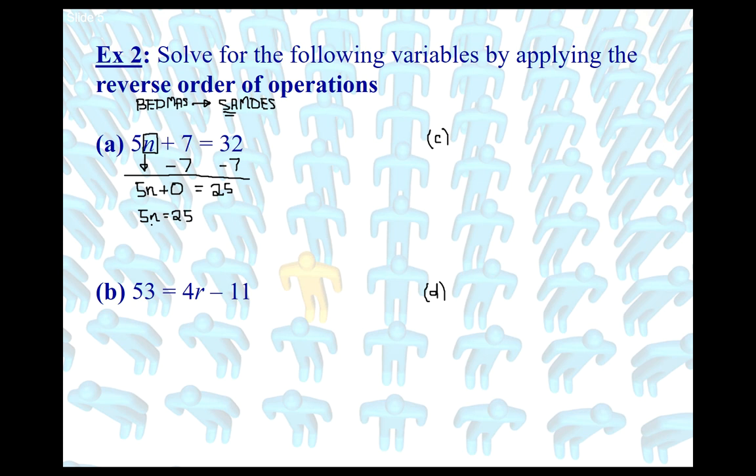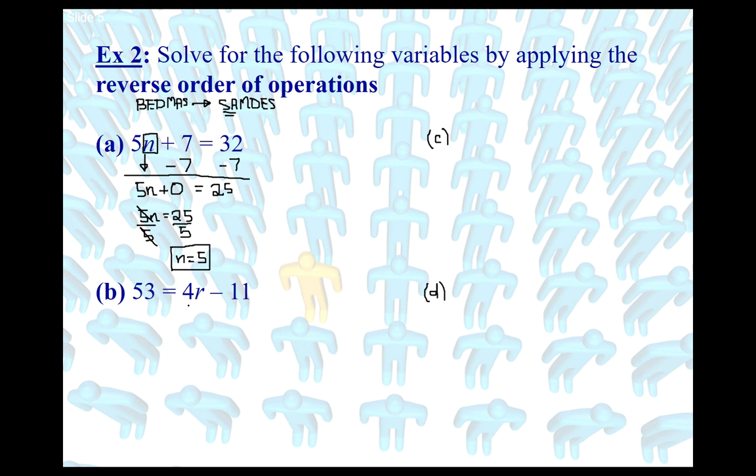Now, all we have to do to get n by itself is get rid of this 5. How do we get rid of the 5? Right now it's being attached to the n through multiplication, so the opposite operation is division. We're going to divide both sides of the equation by 5. This gets rid of the 5 on the top and the 5 on the bottom, so we can just cross them off. You're just left with n now, and 25 divided by 5 is 5. So the solution to the equation is 5.